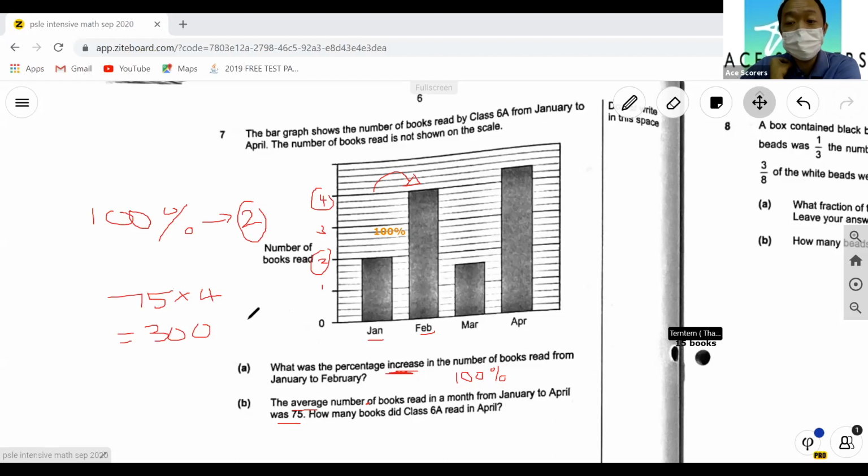But with 300, how do you know how many books each of them is? Someone answered 15, but how do you know? This 300 is equivalent to how many units? You can count, 1, 2, 3, 4, 5, 6, 7, 8, 9, 10. So you have to count the number of units. This is 10 units, this is 20 units, this one is 8 units, and this one is 22.